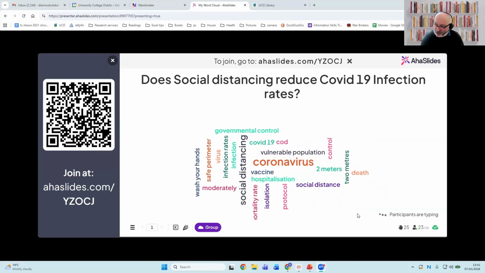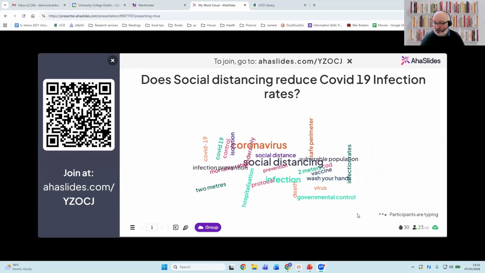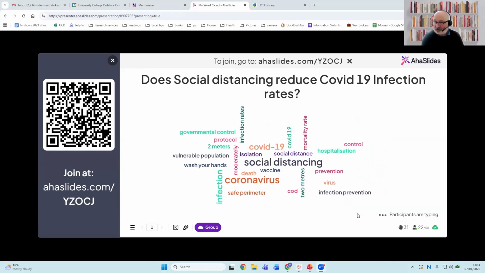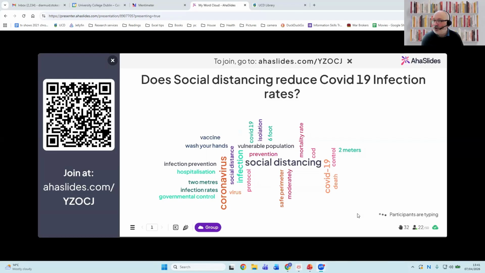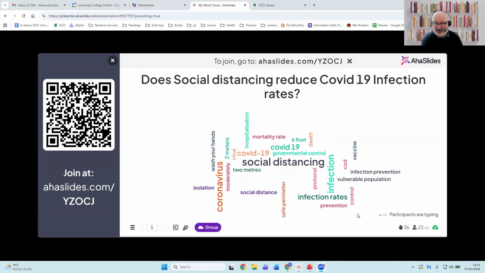So one of the things you need to, and it's an issue we all face, is that we have to make sure that we're staying on topic. So you always have to refer back to the question. So the question is, does social distancing reduce COVID-19 infection rates? And one of the things put in there was washing your hands. That's nothing to do with the question. Obviously, you would wash your hands for infection, but here we're specifically looking at social distancing.